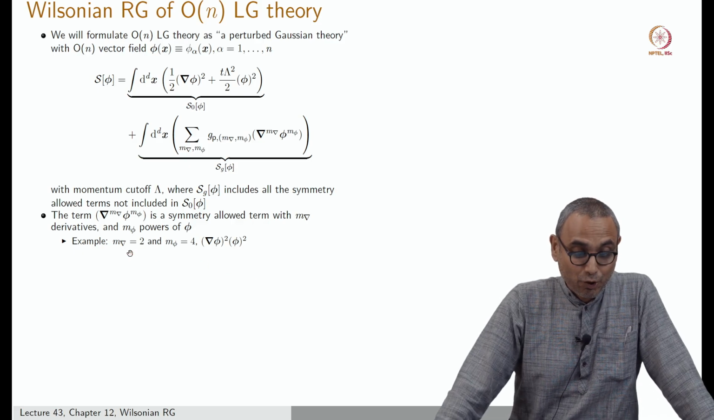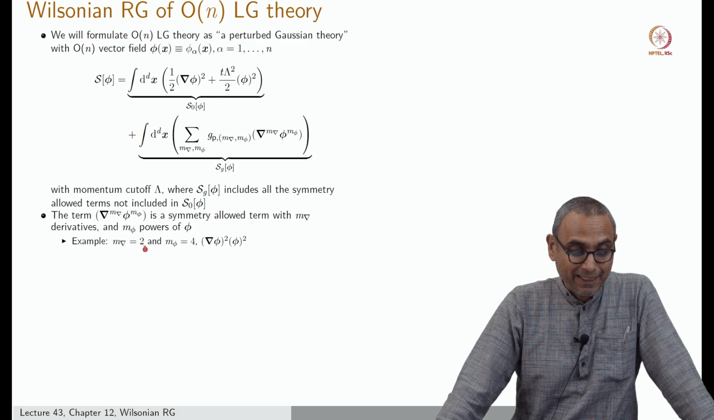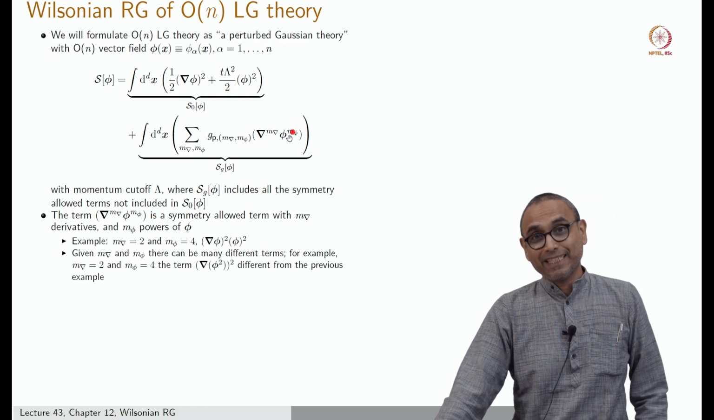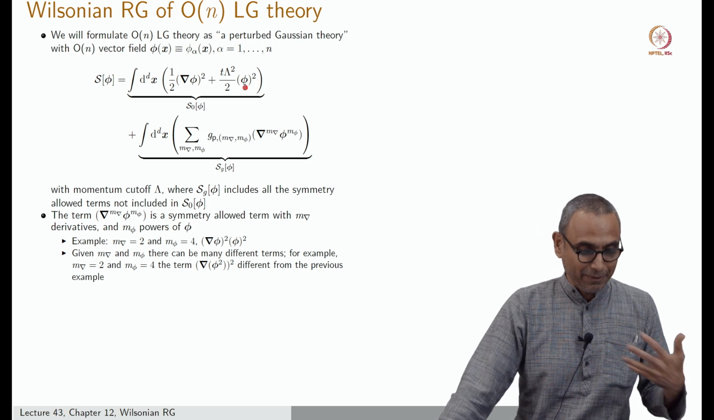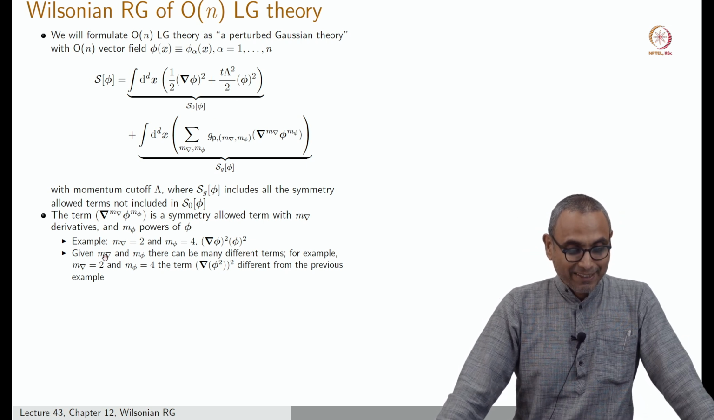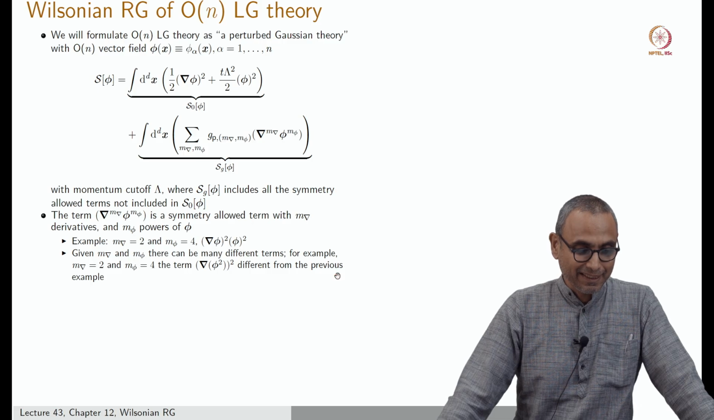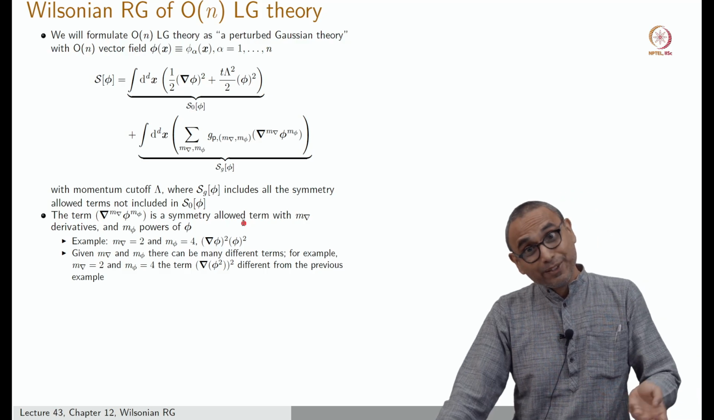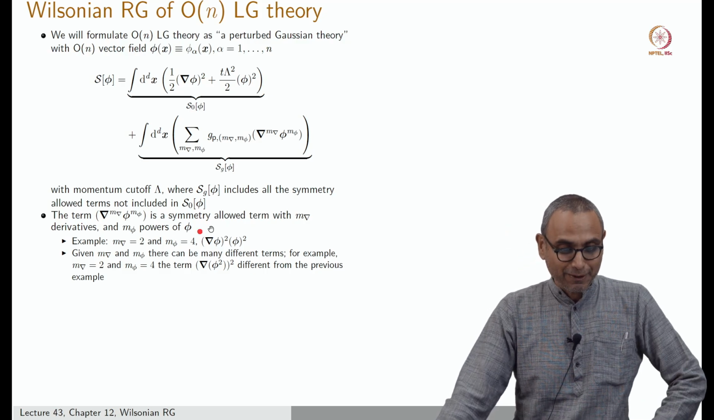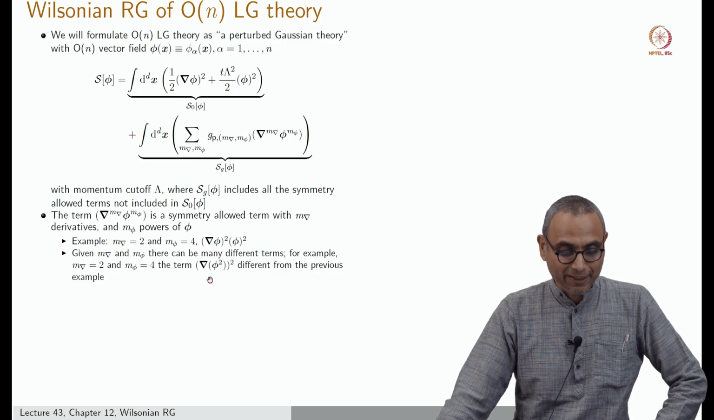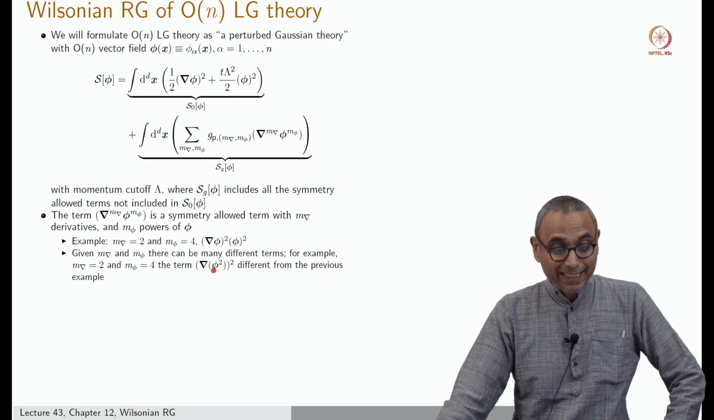Okay. So you may think, if I say m nabla equal to 2 and m phi equal to 4, this is the only thing I can write down. You'll see that my notation here is a bit scanty, but okay. The idea is that given m nabla and m phi, there can be many different types of terms. For example, for m nabla equal to 2 and m phi equal to 4, the example we discussed before, you can write down yet another operator which is different from the operator that we have here, and that operator goes like this. So it is gradient of phi squared.